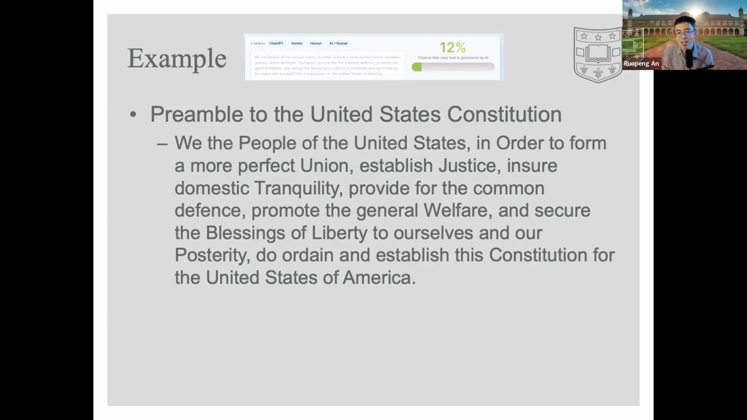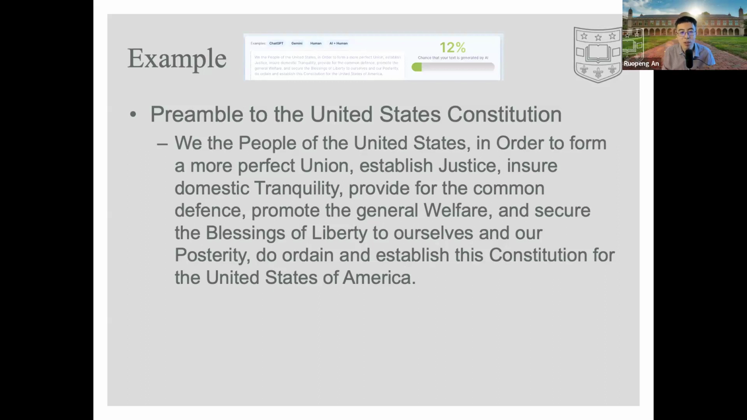We, the people of the United States, in order to form a more perfect union, establish justice, ensure domestic tranquility, provide for the common defense, promote the general welfare, and secure the blessings of liberty to ourselves and our posterity, do all in and establish the Constitution for the United States of America, right? And the AI detection tool analyzed the text and suggests that there's only 12% chance for this text to be generated by AI. And hopefully this is correct, right? Because by the time that the Constitution was written, there were probably no AI algorithms. Right?